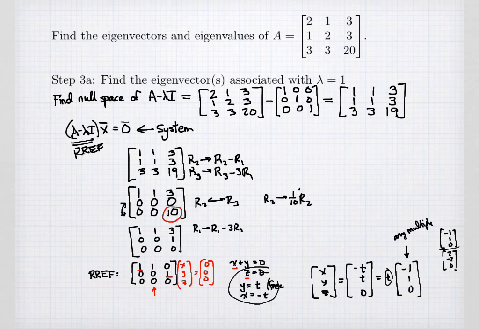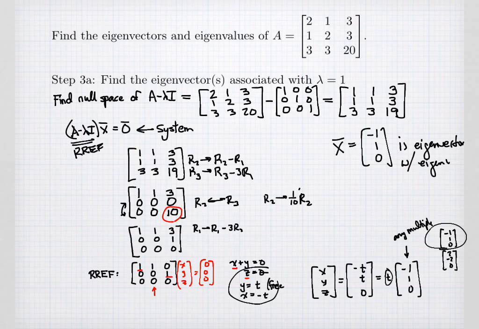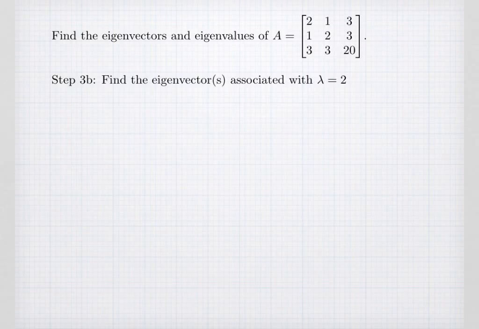So let's indicate this. So I have an eigenvector, negative 1, 1, 0 is an eigenvector with eigenvalue lambda equals 1. And now let's go to the next one. Alright, we do the same thing.